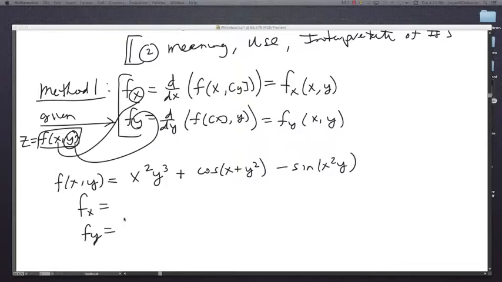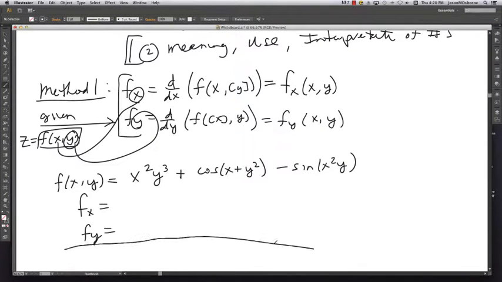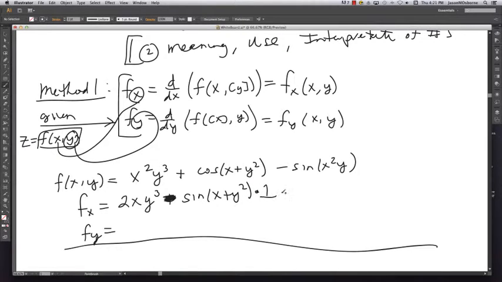All right, we're back. You should probably have attempted the computation of those derivatives. I will do one of them now. The partial derivative of f with respect to x should be 2x y cubed plus the derivative of cosine of x plus y squared with respect to x. The derivative of cosine is negative, so this should be a negative sine of x plus y squared, times the derivative with respect to x, which is 1, minus the derivative of sine, which is cosine, of x squared y, multiplied by 2xy. So there's your partial derivative with respect to x.